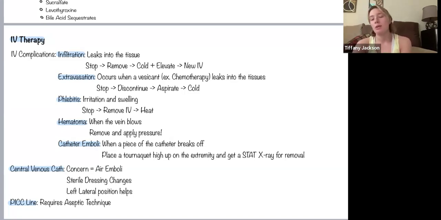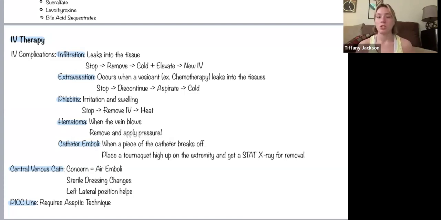We remove the IV and we apply pressure. Catheter emboli can occur if the catheter breaks off. This is an emergency. If this occurs, if it was in the AC, we're going to put a tourniquet up really high on the extremity and then get a stat x-ray for removal. If your patient has a central venous catheter, a big concern is going to be an air emboli. Whenever we're dealing with the central venous cath, whether we have air emboli or whether we're trying to put one in or doing anything with it, the left lateral position helps these patients.